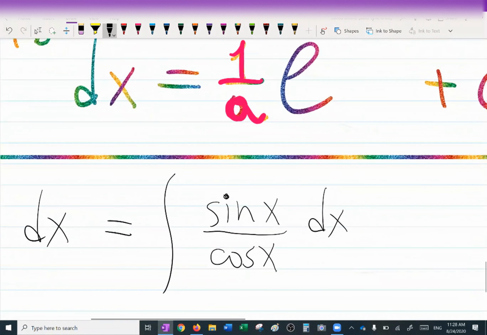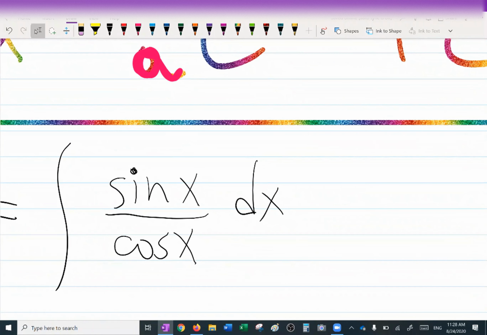Do you see in front of you a function that will give you another function when you differentiate it? That's a cool idea here. I see both. The derivative of sine is cosine, and the derivative of cosine is sine, but with a negative sign. That is the key. If you see that, it's supposed to hit your intuition. Oh, probably I should use U-substitution.